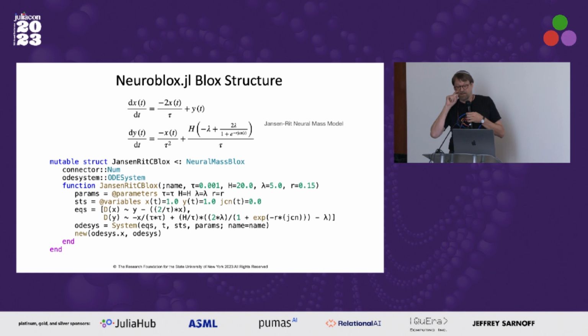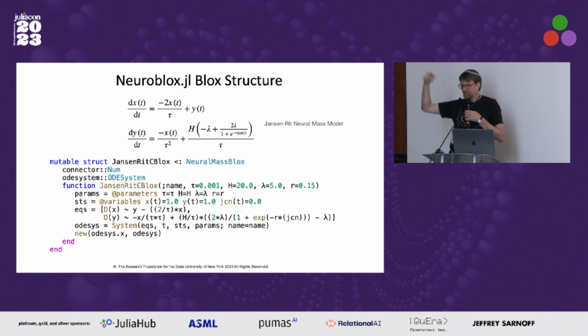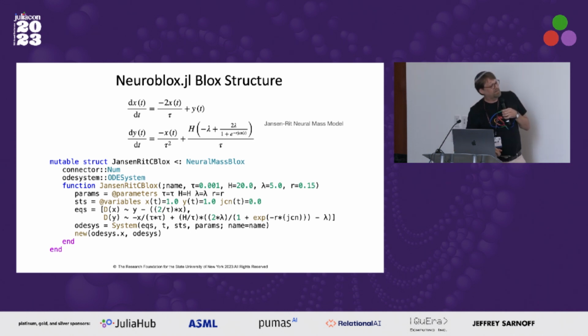One of the famous neural mass models is the Jansen-Rit model. This is essentially a coupled differential equation. You have X, which is the dynamics of the excitation of the neural activity, and Y is some latent state.